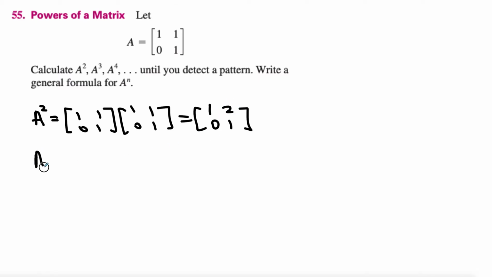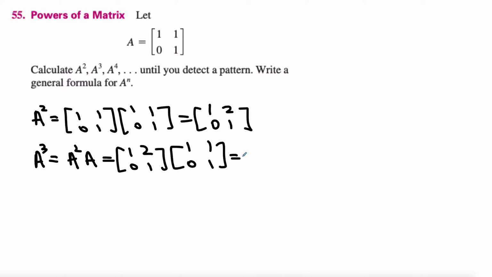How about a cubed then? I'm going to say a cubed is a squared times a. So this is [1, 2; 0, 1] multiplied by [1, 1; 0, 1]. And let's see what we end up getting. These 2 multiplied by these 2, so we get 1. These 2 multiplied by these 2, we get 3. These 2 multiplied by these 2, so 0 times 0. And then these 2 multiplied by these 2, so we get 1. Oh, it's a little bit interesting.